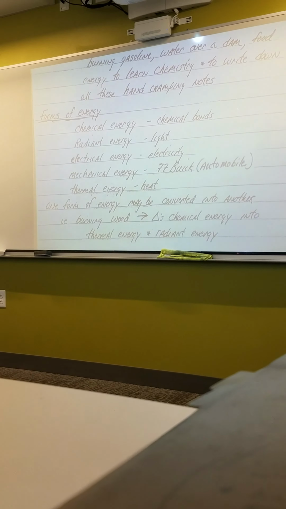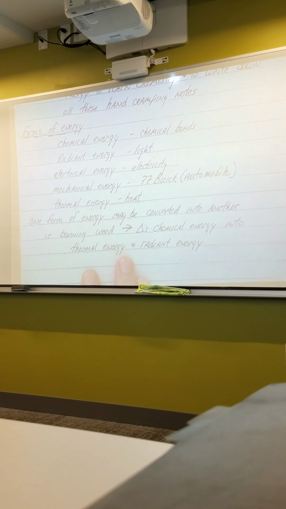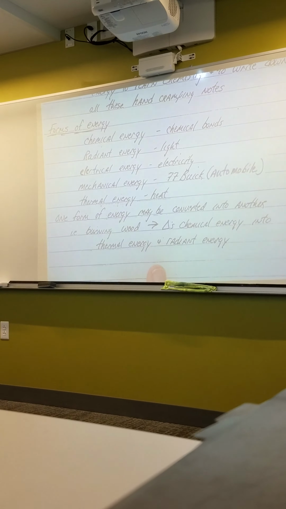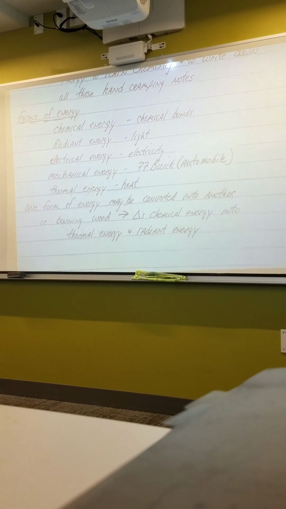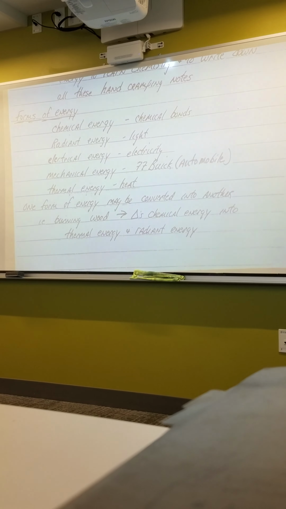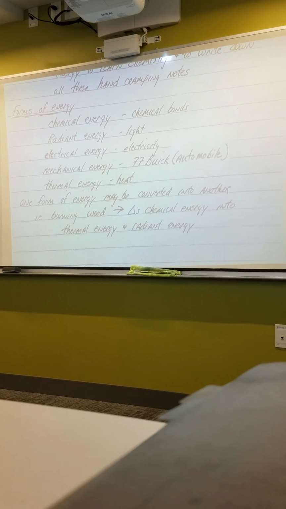So that'd be an automobile. Thermal energy would be heat. And as you guys know, take one form of energy, convert it into another. For instance, you can take the chemical bonds in ATP and turn them into mechanical energy with muscle contraction. Burning wood, you get thermal energy and radiant energy, so you get heat and light. Now, how do you measure this energy on the next page?